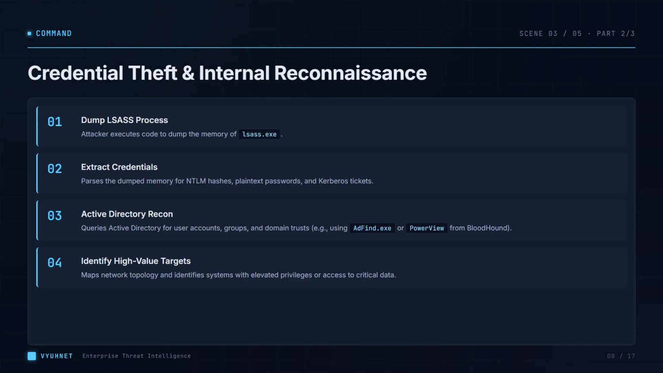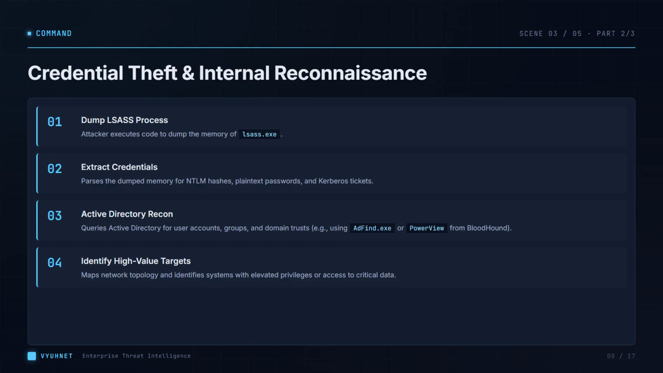Tools like Mimikatz are commonly used for this, though the attackers often used custom or modified versions to evade detection. This step is critical for moving beyond the initial compromised host and gaining access to other systems in the domain.